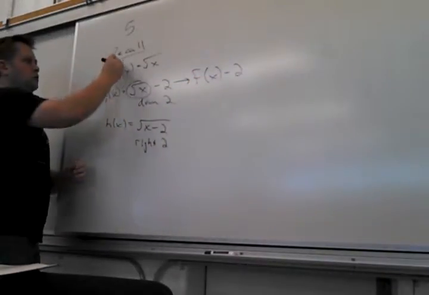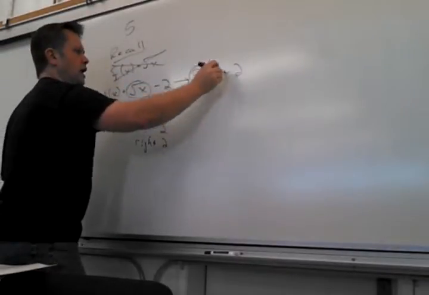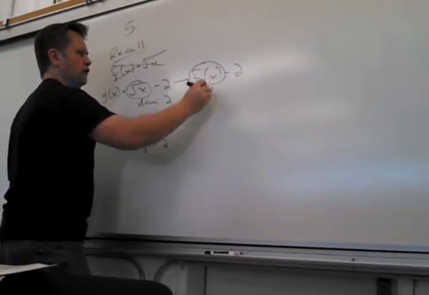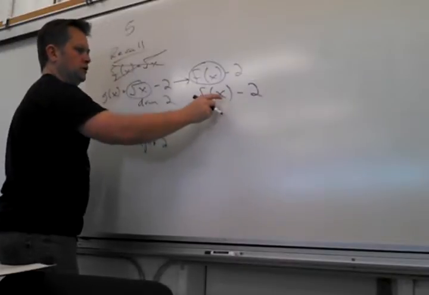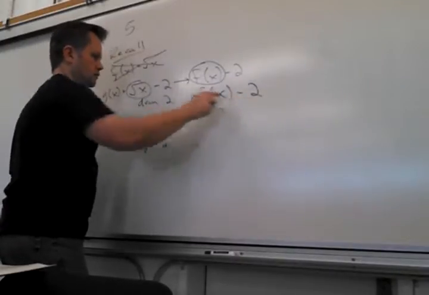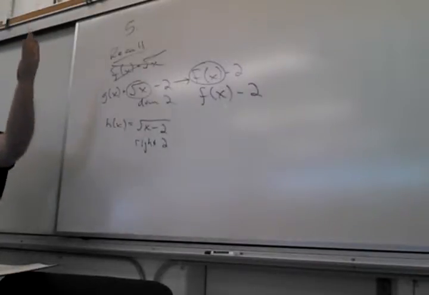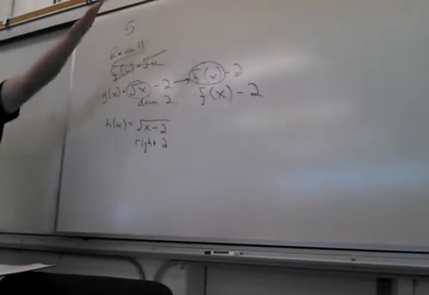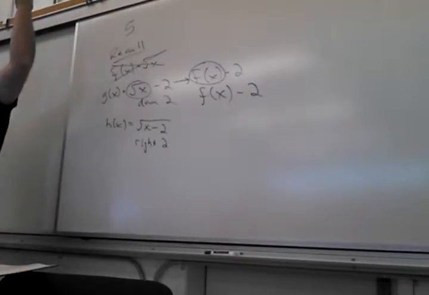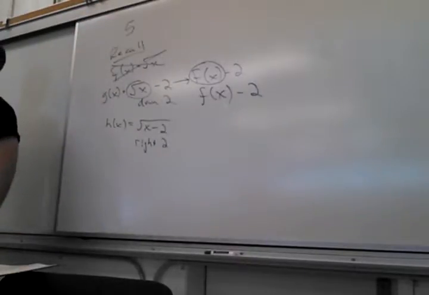So then I could be much more general. I can say whatever the function is, what would f of x minus 2 do to it? It would take that function down 2, no matter what function it is. Square root was a specific example. If it was a parabola, it'd go down 2. If it was an absolute value, it'd go down 2. If it was a cubic, it'd go down 2. All right, that's enough.